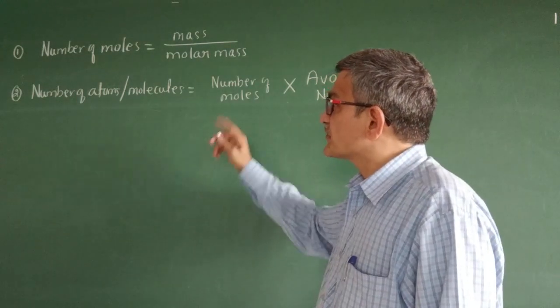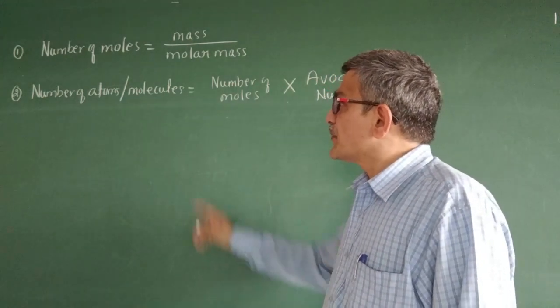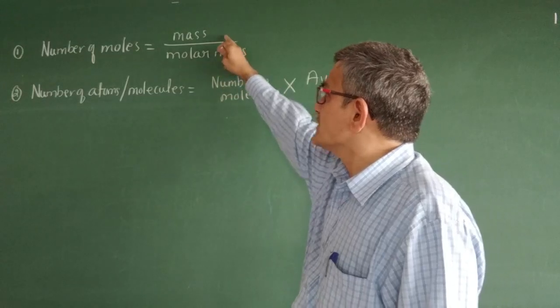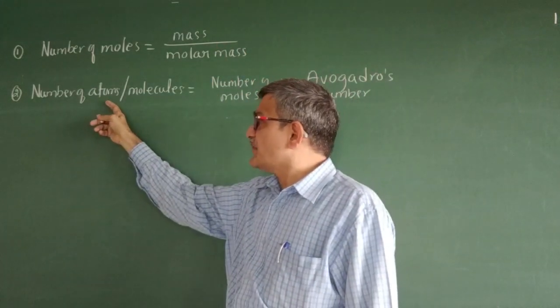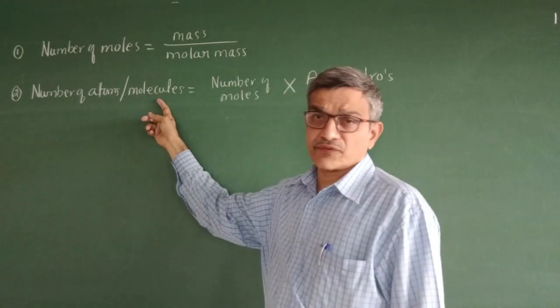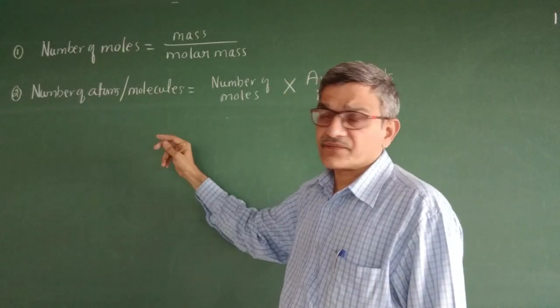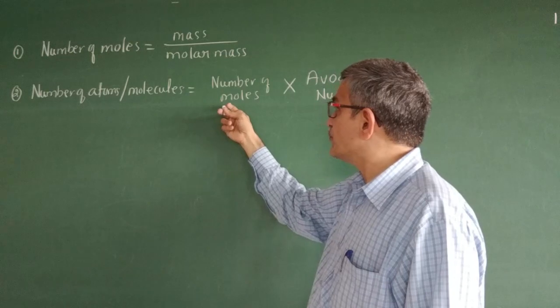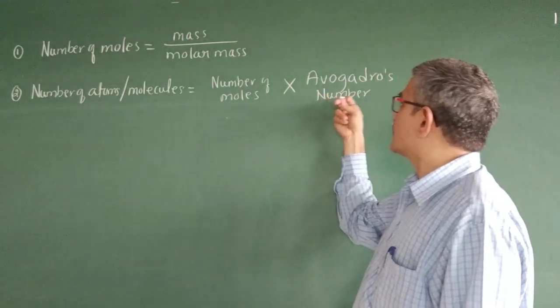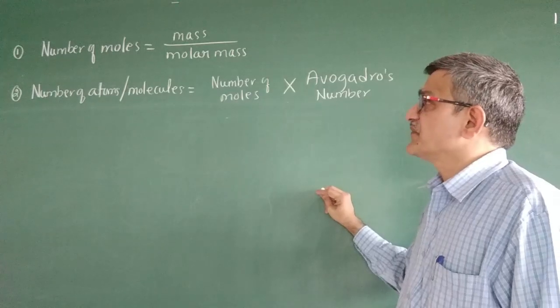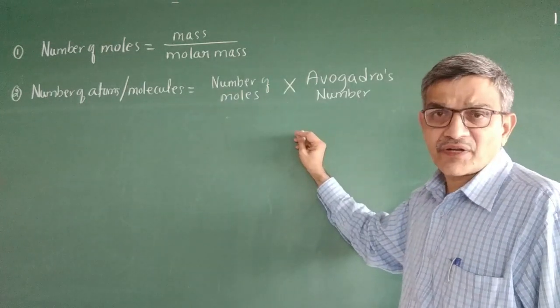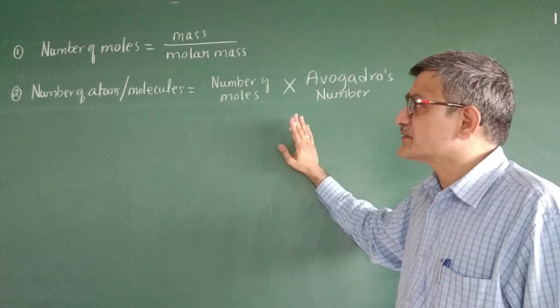Students, last class we discussed that the number of moles equals mass divided by molar mass, and the number of atoms or molecules or particles equals what? Number of moles into Avogadro's number, that is 6.022 into 10 raised to 23. Okay. So let us take some numerical problems based on this.